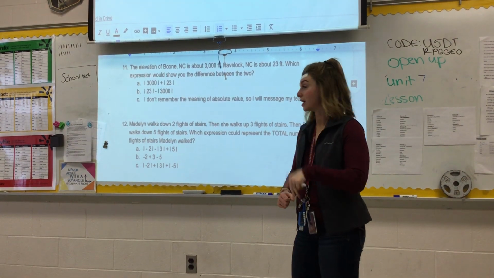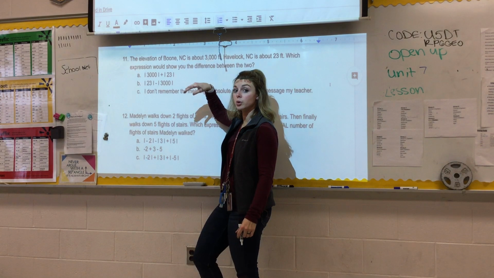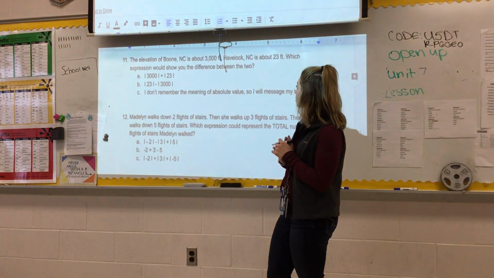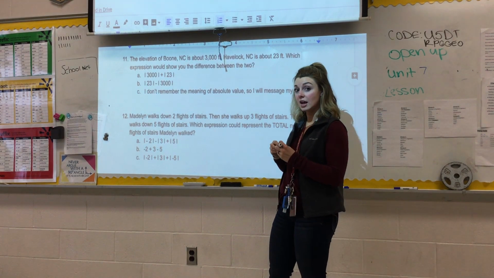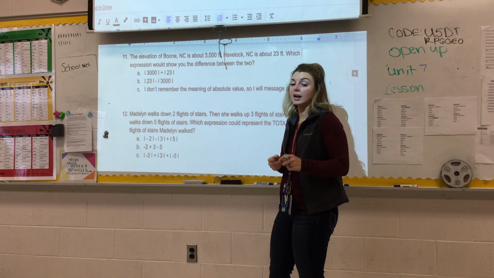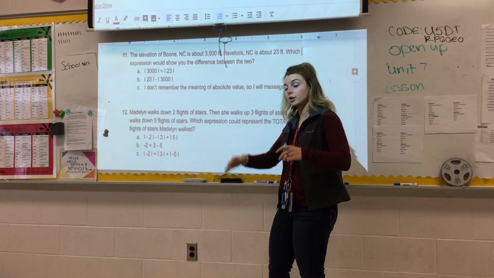We're back, part 3. So we're on number 11 now. It says the elevation of Boone, North Carolina is about 3,000 feet. Havelock, North Carolina is about 23 feet elevation. And if you think about it, that makes sense. And I did Google that first before I put that in, so that's roughly accurate.